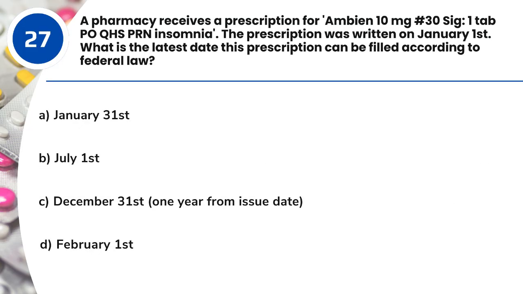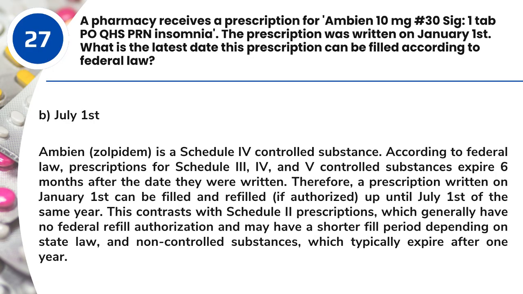Question 27. A pharmacy receives a prescription for Ambien 10 mg number 30, sig: 1 tab PO QHS PRN insomnia. The prescription was written on January 1st. What is the latest date this prescription can be filled according to federal law? A. January 31st. B. July 1st. C. December 31st, 1 year from issue date. D. February 1st. Answer B.